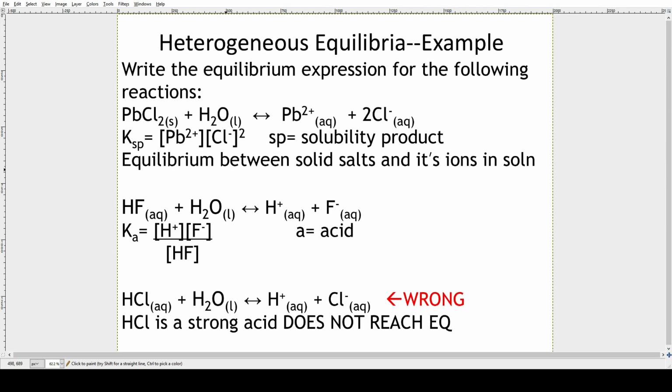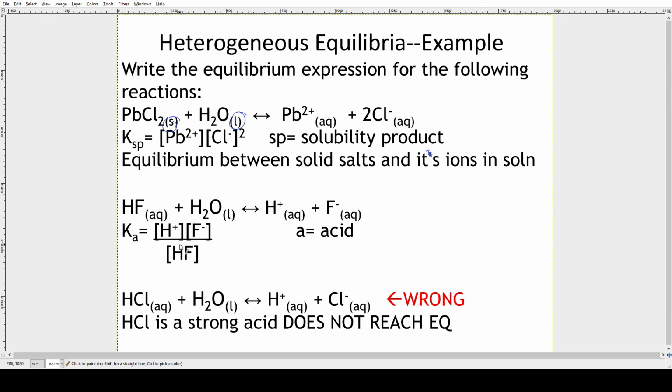So we have equilibrium between solid salts and its ions in solution. There is no denominator because we don't include these, because we cannot change the concentration of a solid or a liquid.